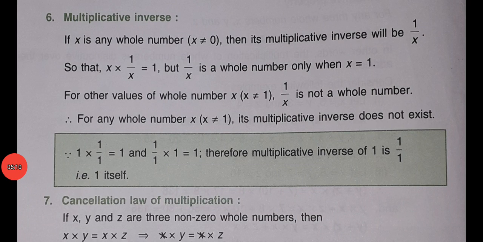Next, the multiplicative inverse. If x is any whole number other than 0, remember x is any whole number other than 0, then its multiplicative inverse will be 1 by x. For example, if 5 is any whole number, you all know 5 is not equal to 0, then the multiplicative inverse of 5 will be 1 by 5. Or if we take any whole number 100, the multiplicative inverse of 100 will be 1 by 100.